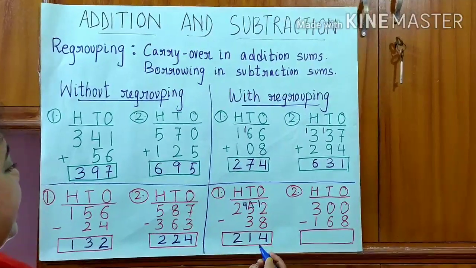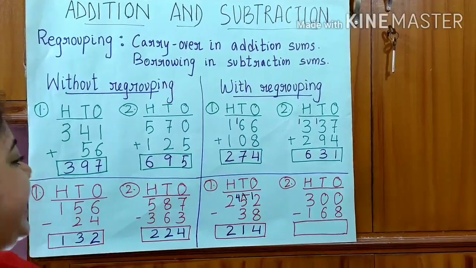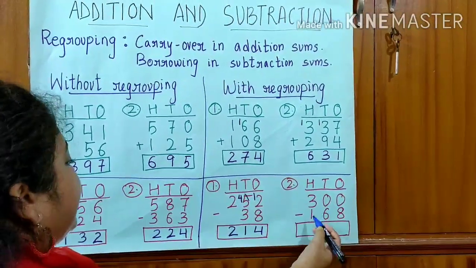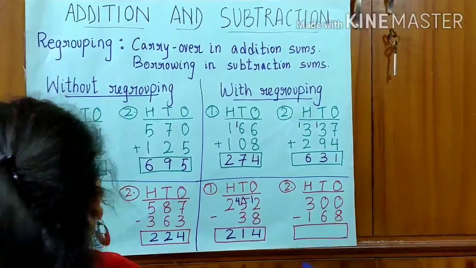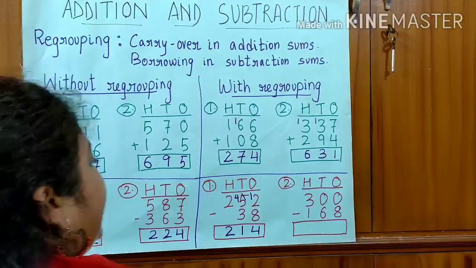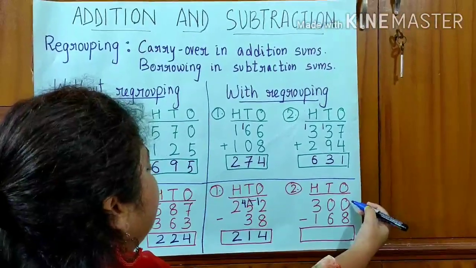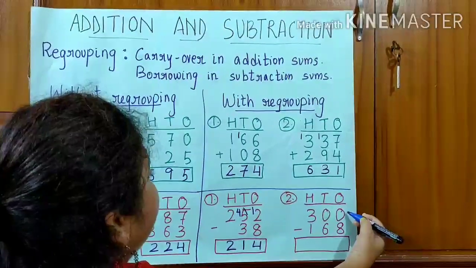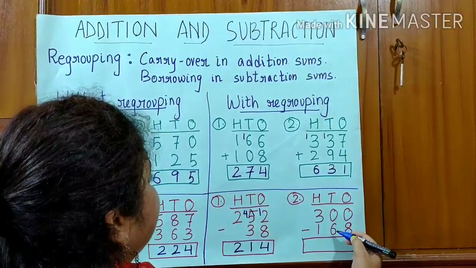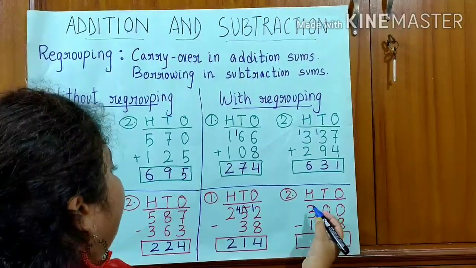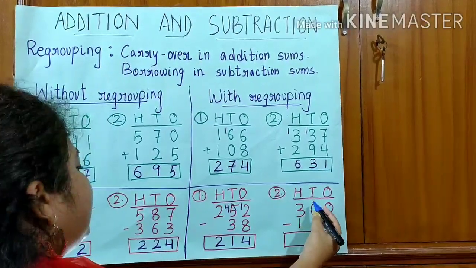Right, children? Now, let's see something more about it. Now, let's subtract the number 168 from the number 300. Now, look over here, children, in the ones place. We cannot subtract as the number 0 is lesser than 8. The same way in the tens place, the number 0 is lesser than 6. So what do we have to do? We have to regroup 1 hundred and give it to the tens.